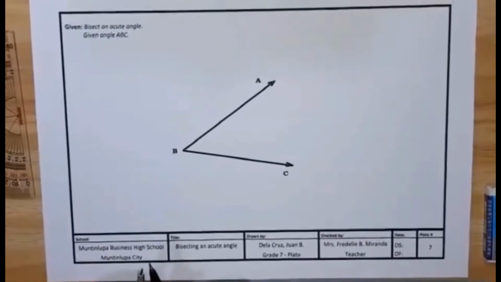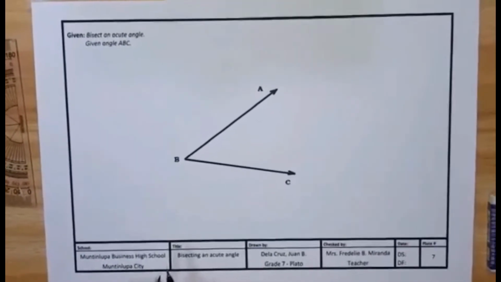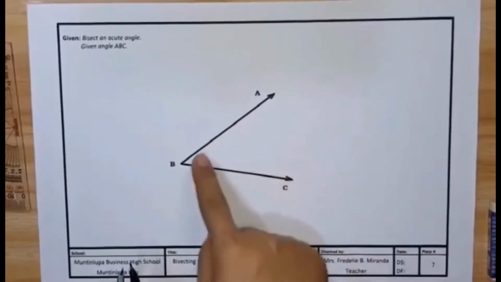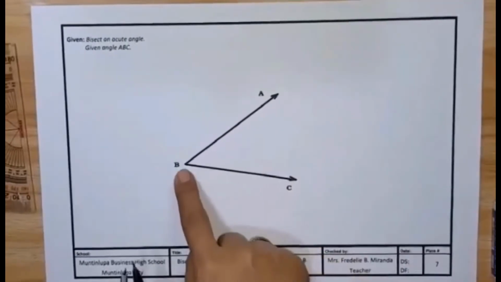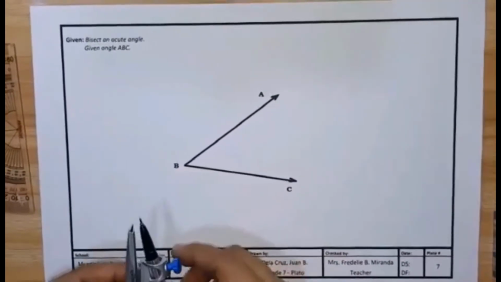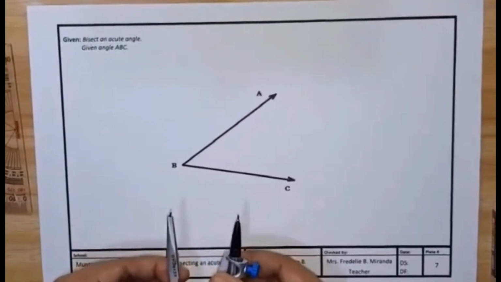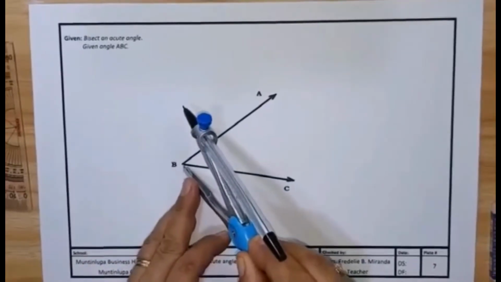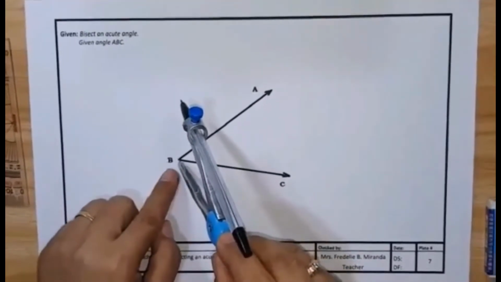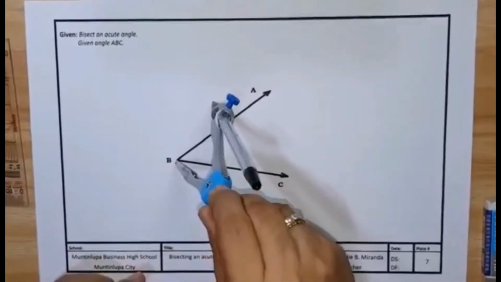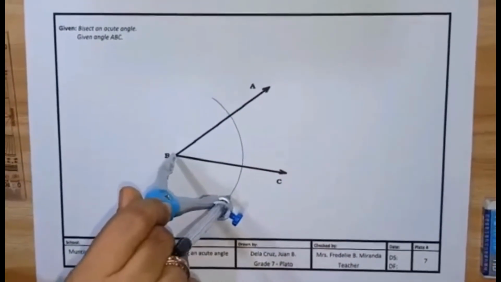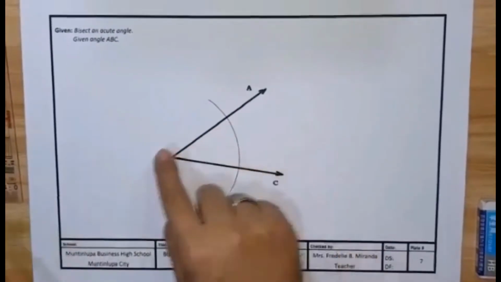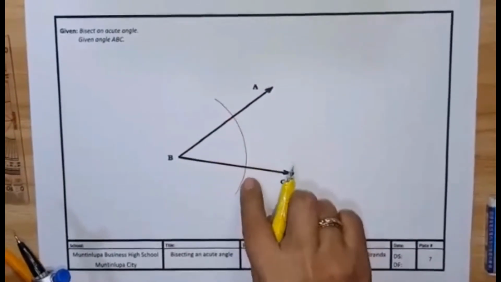Steps in bisecting an acute angle. Step 1. At a given angle A, B, C, with B as a center, strike an arc in any convenient radius passing through the given angle. Set your compass at point B. Then, strike an arc. Intersection of two lines. Name it point 1 and 2.